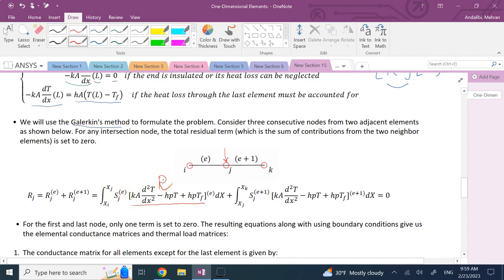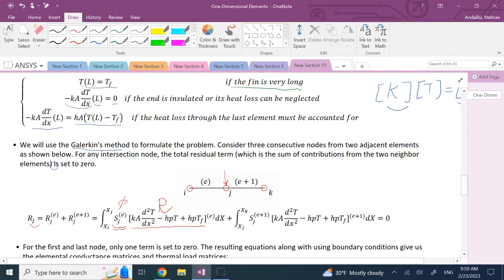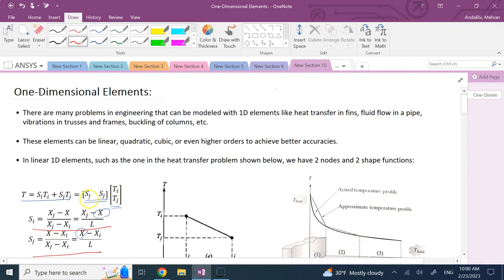phi, the weighting function, which in this case is Sj, integrated over the whole domain and set equal to 0, right? So this is your phi. And of course, since this is node J, use Sj, and remember Si and Sj are what? Basically the components of the assumed solution. This T is your assumed solution, right? And these are your phi's, right? Or phi 1 and phi 2, you might call them.